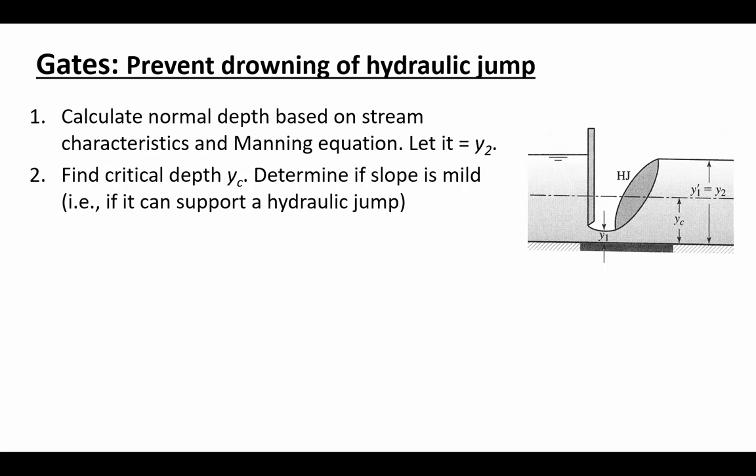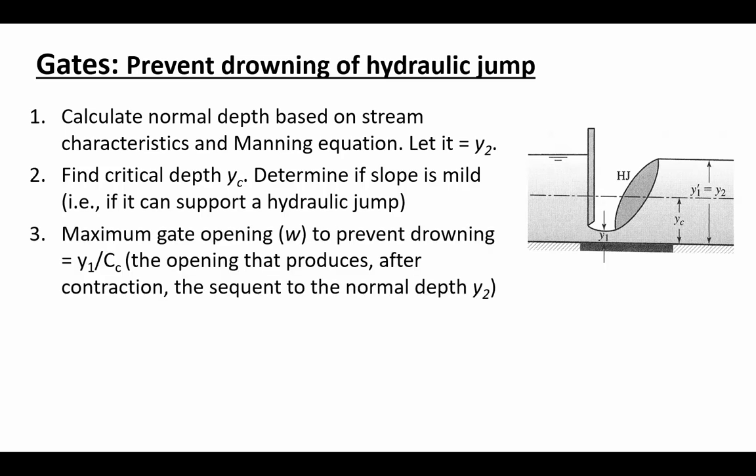The first being that you'd calculate the normal depth of the channel, and then you'd find out what is the critical depth for the flow rate in question, just to make sure that you have supercritical conditions upstream of the hydraulic jump. And then sometimes problems like this will ask you to find the maximum gate opening. You know, how high can you open the gate to prevent the drowning? Well, that is solved by making sure that the gate doesn't exceed the height of Y1 divided by the coefficient of contraction, that produces the normal depth downstream.